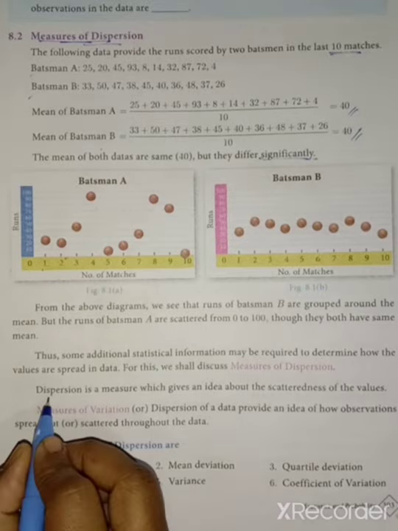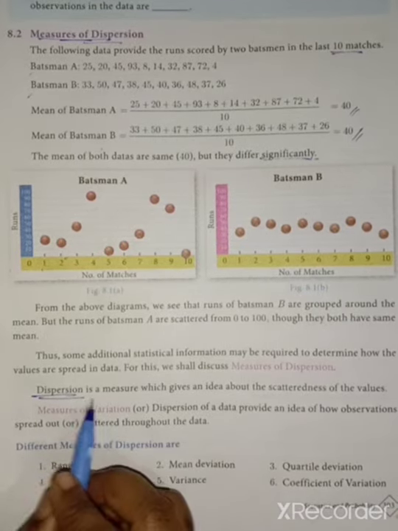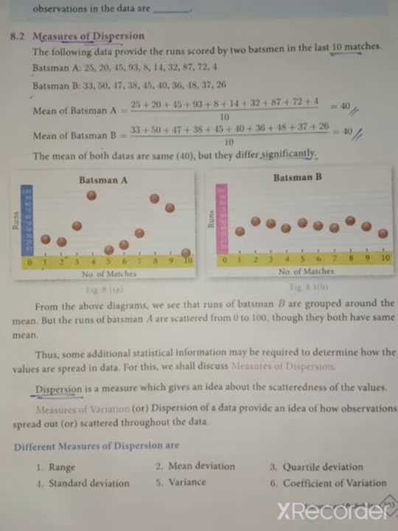So see the definition for dispersion. Dispersion is a measure which gives an idea about the scatteredness of the values.